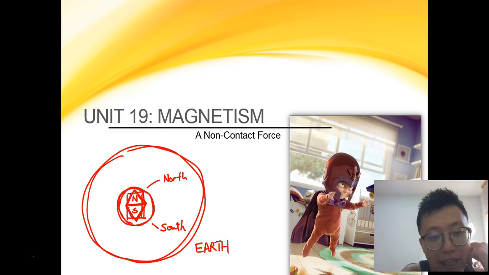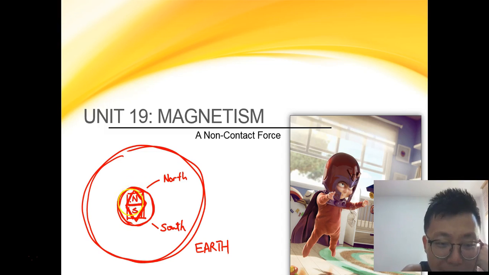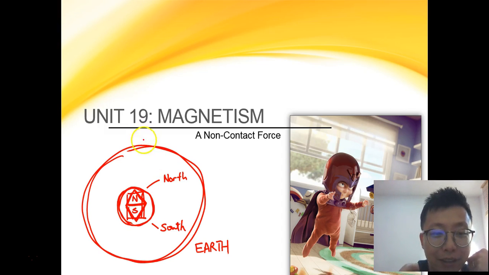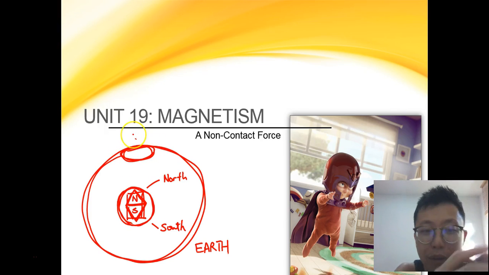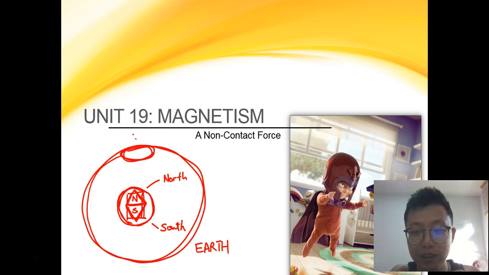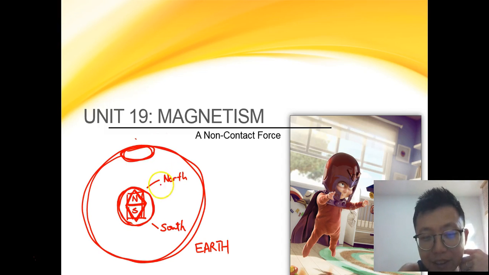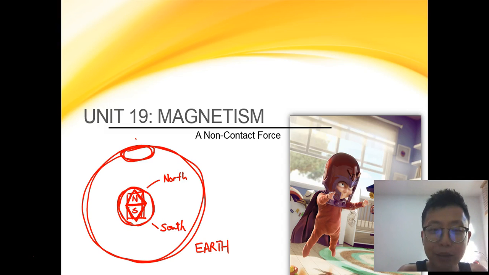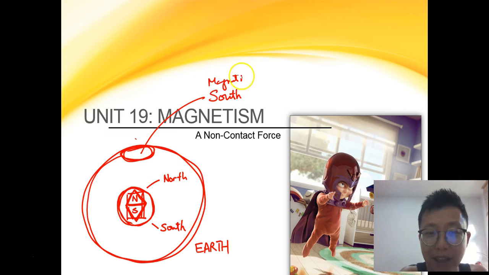So if you are saying that this compass is pointing at north, and you know that unlike poles attract, so if this is north, then what is the magnetic pole on top of the Earth? If this is north, then what is it attracted to? The magnetic south, right? So actually our Earth, our geographic north is actually our magnetic south.